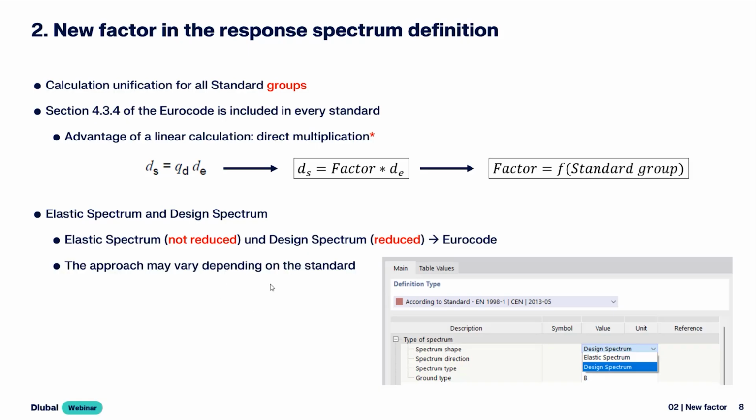The approach might vary depending on the standard, but in general, it's almost always used as described here. Of course, because of translation from the original language or particularities in each country, the words sometimes change, but as a concept it remains almost the same. And our approach in RFEM 6 is that the design spectrum is, of course, the reduced spectrum, and the elastic spectrum is the not reduced.